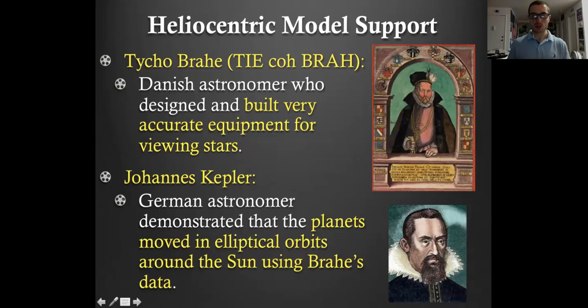Super important to know is this word, elliptical. Planets move in an ellipse. They don't orbit the sun in a perfect circle. And in fact, the sun is not even at the center of that orbit.